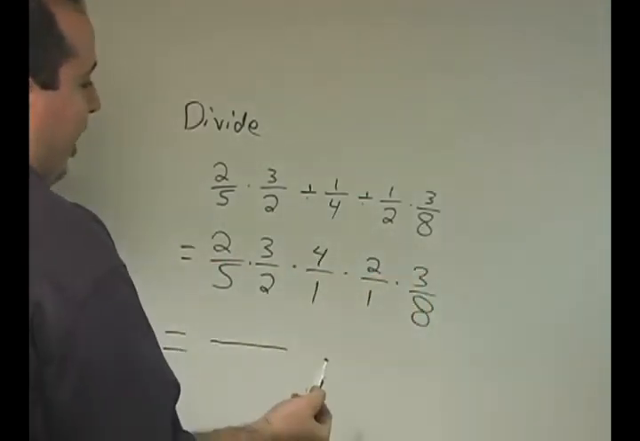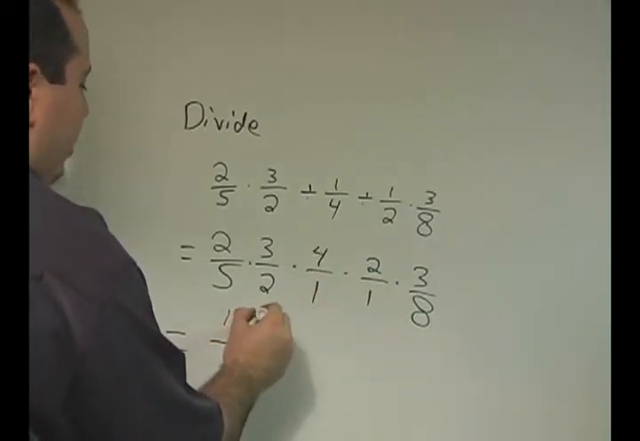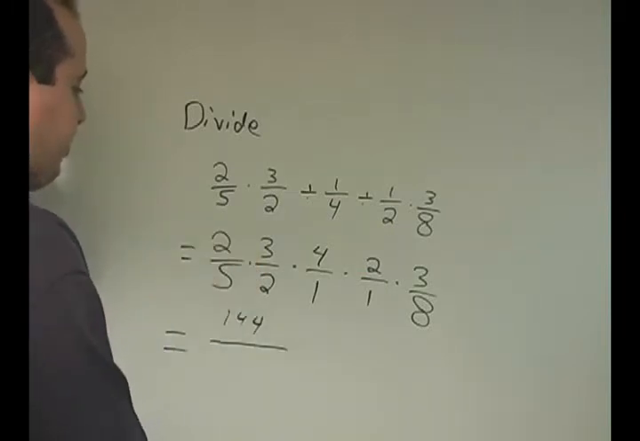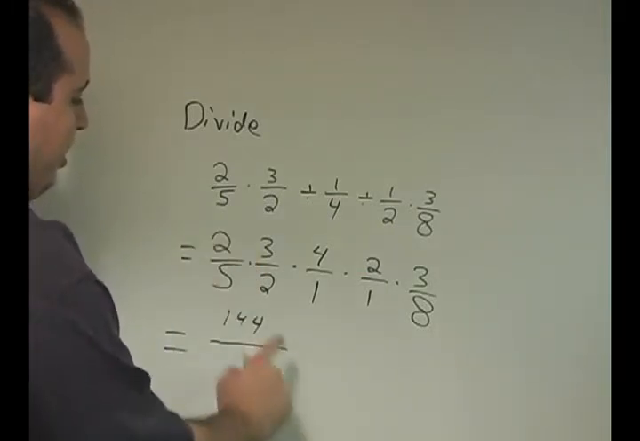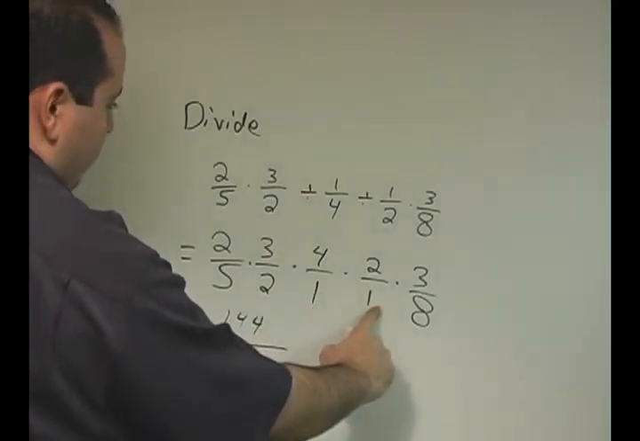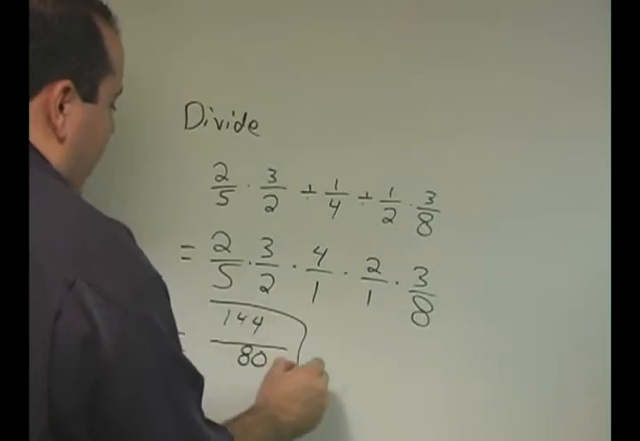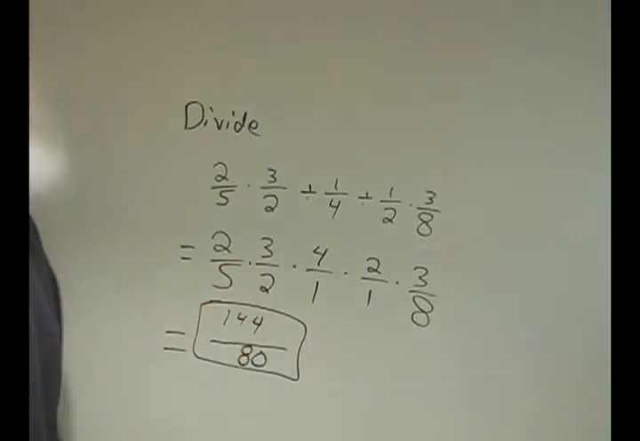Okay, 48 times 3, what is that? Sounds like 144. Okay, and then the bottom. Again, just multiply the bottoms. 5 times 2 is 10, times 1 is still 10, times 1 is still 10, times 8 is 80. So that's the answer, and let's not worry about simplifying it this time.